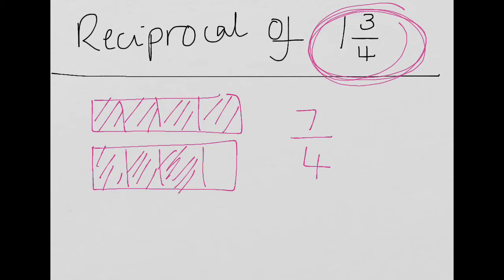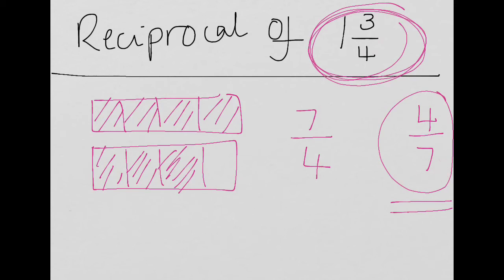Press pause, write it if you haven't already. If you've written it already, you can carry on with the video playing. So the reciprocal of 7/4 is 4/7. So if you got that answer, very, very well done. But notice, if you're asked for the reciprocal of a mixed number, turn it into an improper fraction, then do the reciprocal.